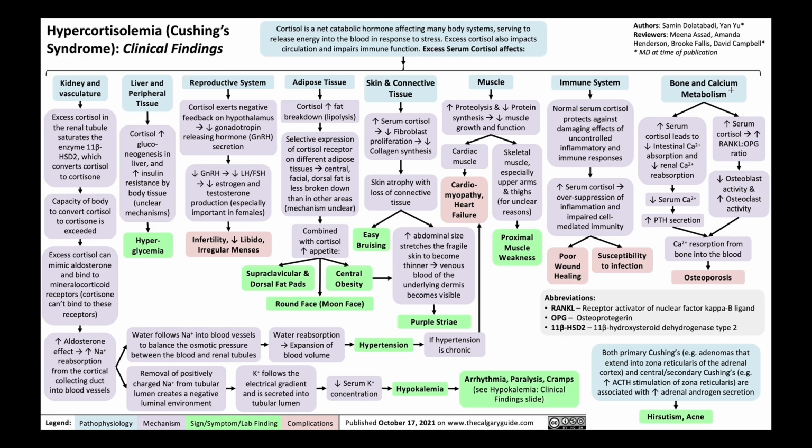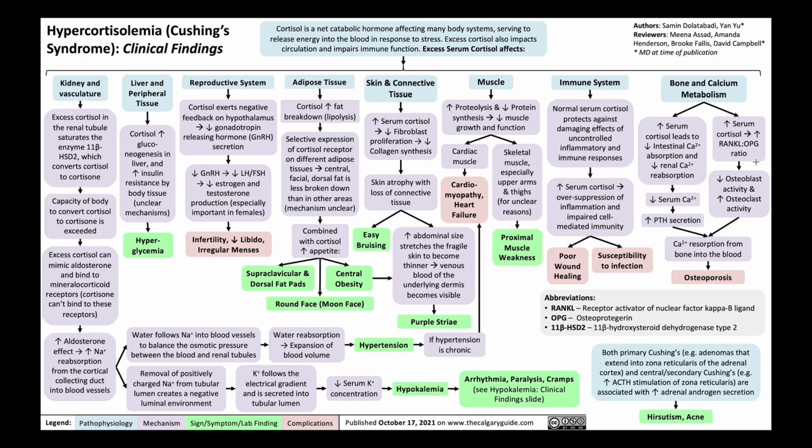Finally, in terms of the effects of cortisol on bone and calcium metabolism, increased serum cortisol leads to a reduced intestinal calcium absorption and reduced calcium reabsorption in the kidneys. This reduces the serum calcium ion concentrations, which triggers an increase in parathyroid hormone secretion. Parathyroid hormone will cause increased calcium resorption from the bone back into the blood. This reduces the calcium content and bone density, leading to osteoporosis.